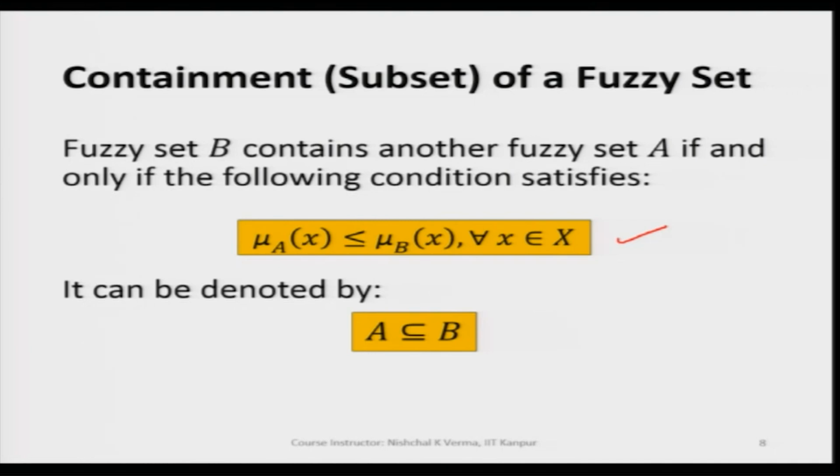So, if we have any two fuzzy sets A and B and their corresponding membership values follow this condition, mu A of x is less than or equal to mu B of x for every x that belongs to the universe of discourse capital X, then we can say that A is contained in B. So, the fuzzy set A is contained in B.